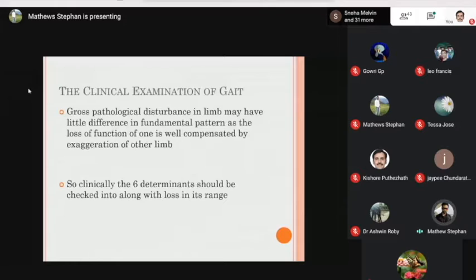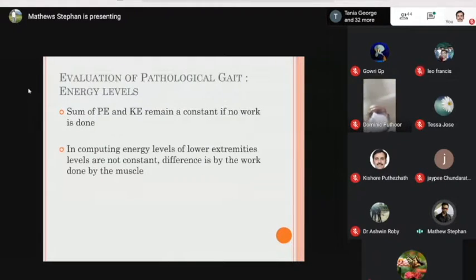Next, coming to the clinical examination of gait. A gross pathological disturbance in a limb may show little difference in fundamental pattern, as the loss of the functions of one is well compensated by the exaggeration of the other limb. So clinically, the six determinants should be checked along with the loss of their range. Evaluation of pathological gait and the energy level.